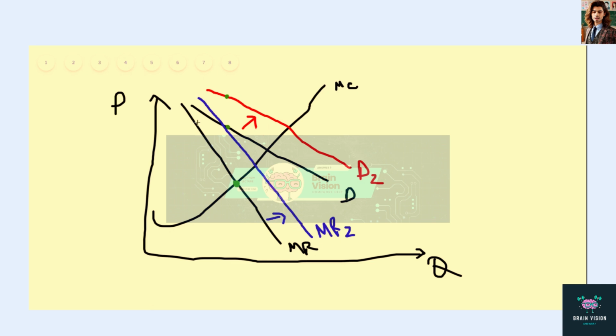So by changing this demand curve, this original marginal revenue curve is no longer accurate. So we have to consider the second marginal revenue curve. Our quantity will now be produced here, right? So we would have an increase from Q1 to Q2.